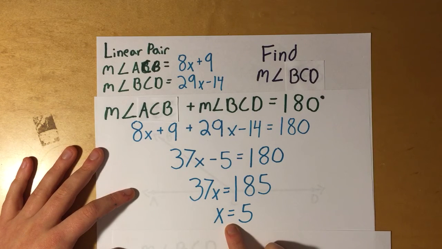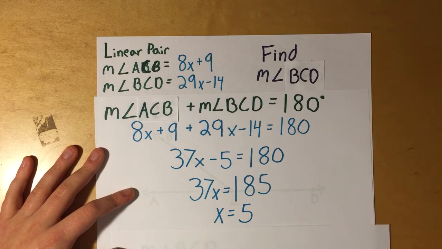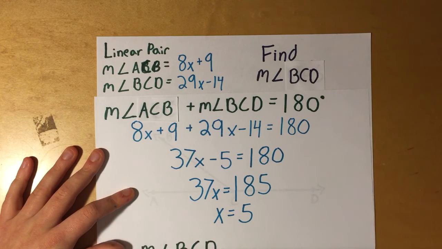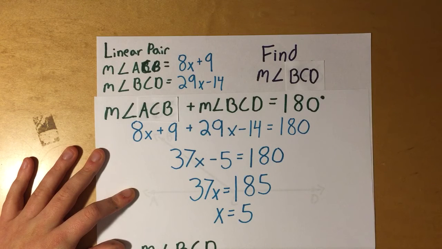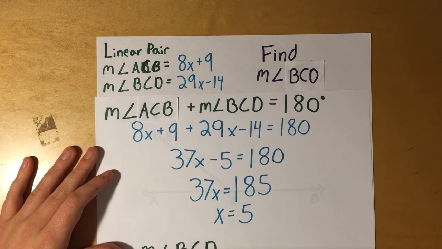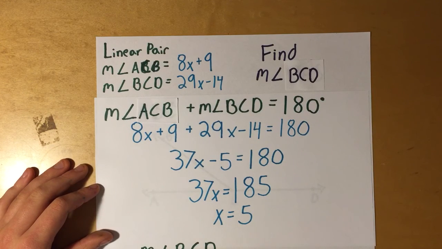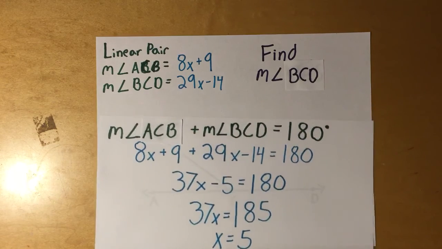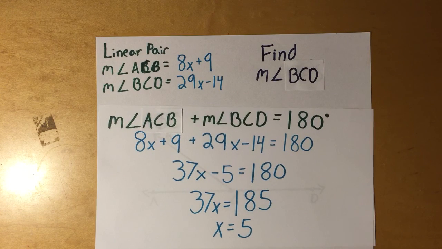However, that is not the answer to the question because we are trying to find the measure of angle BCD. So to find that angle measure, we plug 5 into the equation, which is 29x minus 14. So 29 times 5, because we plugged it in for x, minus 14 equals 131. So that is the measure of angle BCD, and that is the answer to the question we were looking for. So that is how you use algebra to find angle measurements. I hope this video was very helpful.